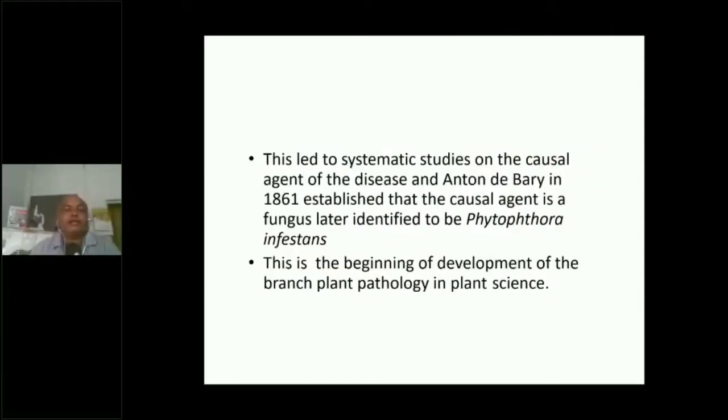Anton de Bary, in 1861, after that Irish famine, established that diseases are caused by microorganisms called fungi. After the invention of the microscope, people understood how diseases are established. He established that Phytophthora infestans is the main causal agent responsible for potato late blight. From that stage, the branch of plant pathology emerged in the plant science subject, and then came so many inventions.